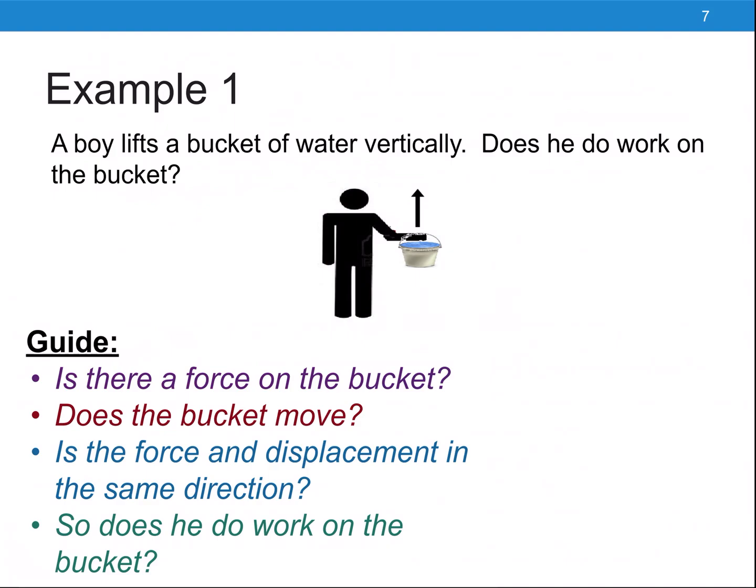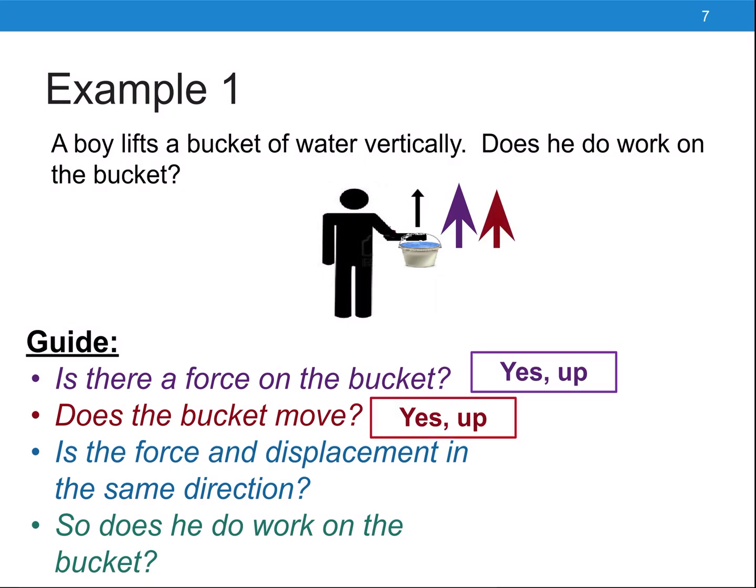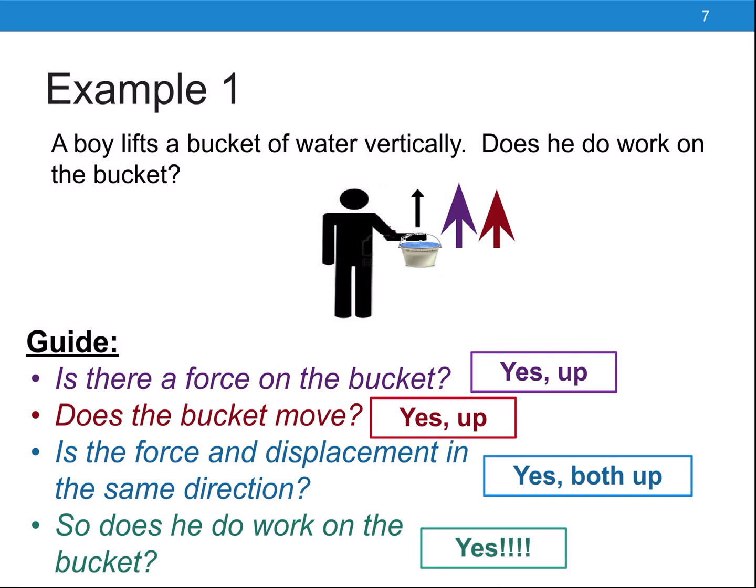All right, let's go through some examples for you guys. So first one, a boy lifts a bucket of water vertically. Does he do work on the bucket? I want you to pause the video and answer the questions. When you're ready for the answers, press play. All right, is there a force on the bucket? Yes, in the upward direction. Does the bucket move? Yep, he picked it up, moved vertically. Is the force and displacement in the same direction? Yes, again, both up. Therefore, yes, he does work. All right, I hope that one went okay.